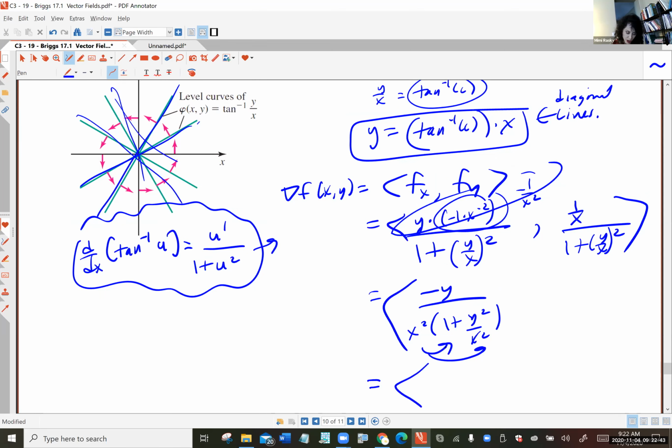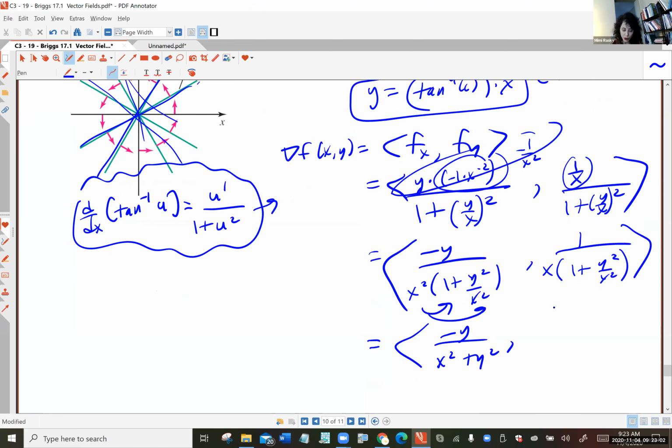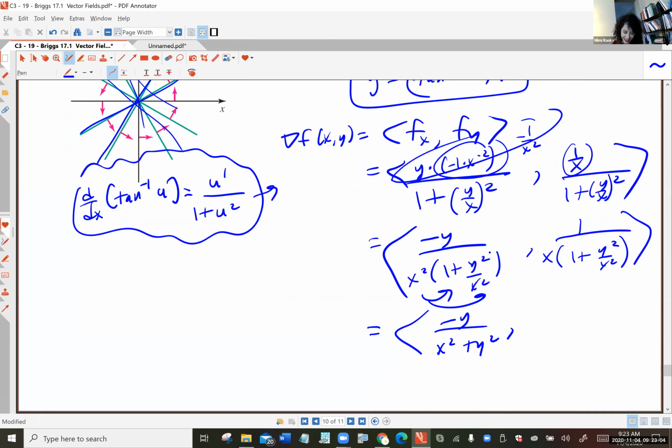Let me scroll. So when I do that and then reduce the first term for my gradient field, this looks like -y divided by x squared plus y squared. Now here, if I do a similar thing, it's like, oh, I'll bring the x down. The only problem is it doesn't make it look that pretty because when you distribute your x, you still have a complex fraction. And it's like, oh, that looks gross.